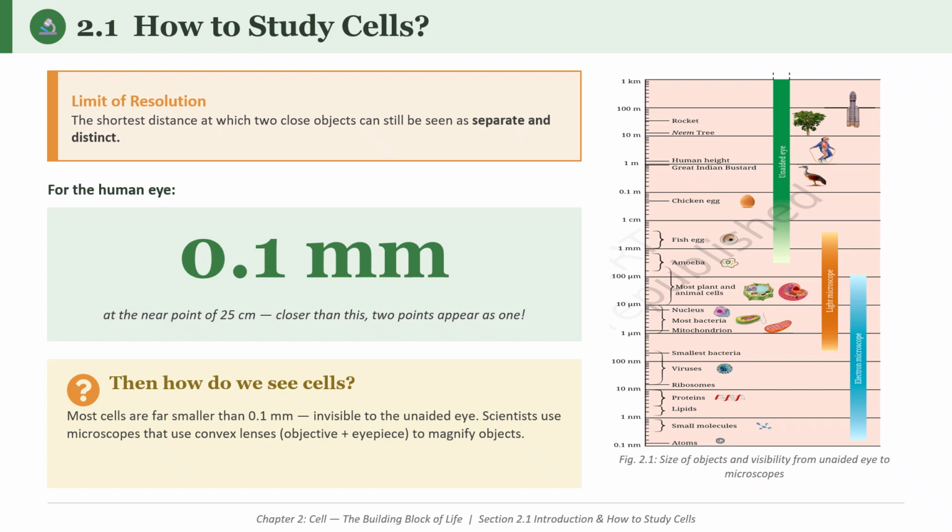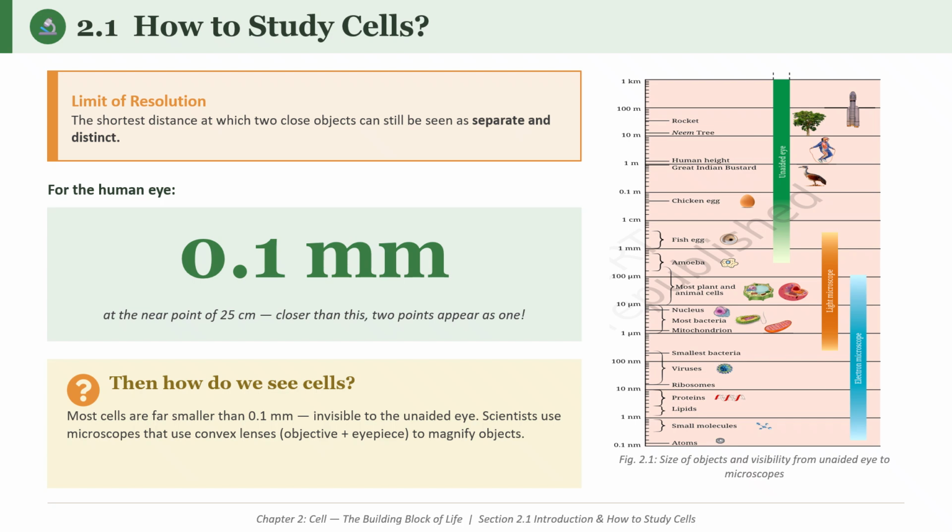See, the limit of resolution is nothing but the ability of the human eye to distinguish between two very close objects. So this ability we call the limit of resolution. How to define it? The limit of resolution is the minimum distance between two objects at which they can still be seen as separate and distinct. I have given here for the human eye, this limit is approximately 0.1 millimeter when viewed at the near point of about 25 centimeter.